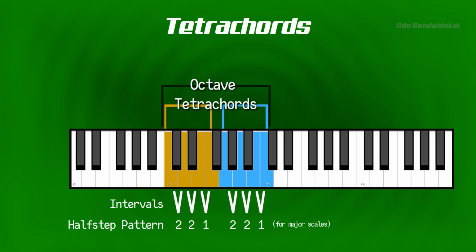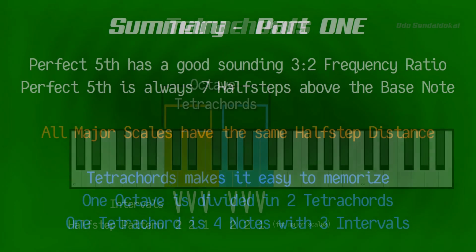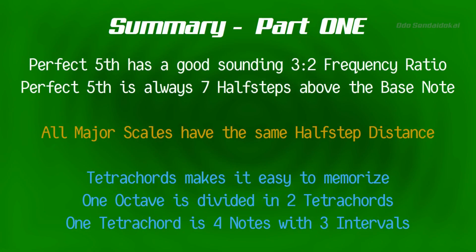So let's summarize this part 1, because this was the most difficult part of the whole workshop. Apart from the videos about the major-minor problem, you learned that the perfect fifth with a 3-to-2 ratio is a really good sounding frequency ratio that you can always find 7 half steps above your current bass note. That all major scales have the same half step distance and you can do it the complicated way by counting the whole octave, or you go the easy way and use the 2 tetrachords with 4 continuous notes in the scale and memorize just the half step patterns of the intervals.